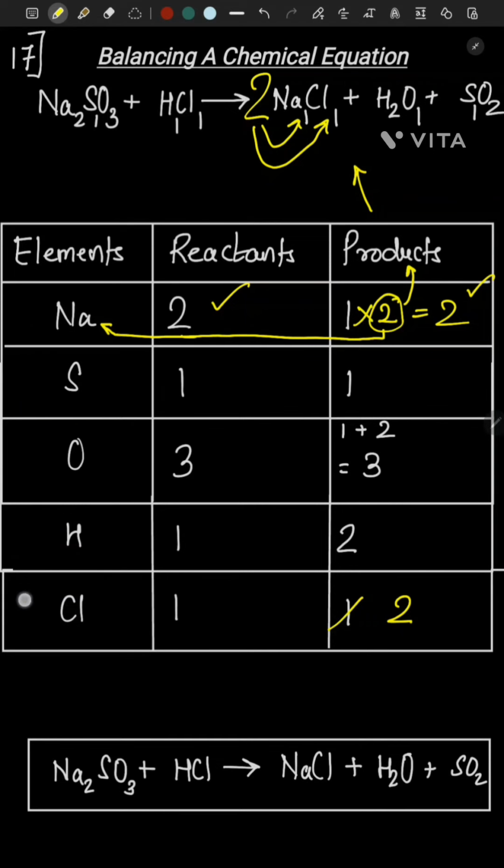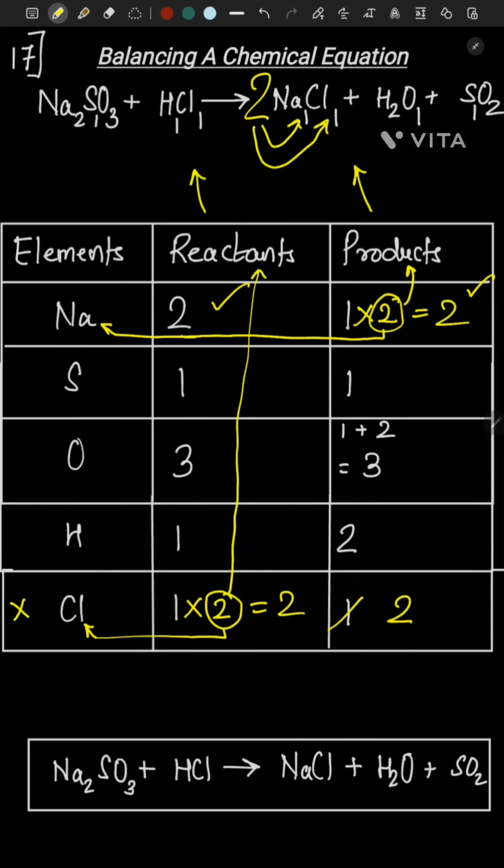As chlorine got unbalanced, which is 1 and 2, again it is very simple for us. Just multiply the chlorine by 2, so it will get balanced. So I am multiplying chlorine by 2 on the reactant side. Let's go up. Do we have chlorine alone? No. It is in the combined form with the hydrogen. So we got chlorine as 2 and the chlorine got balanced.